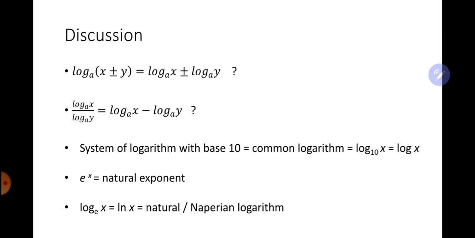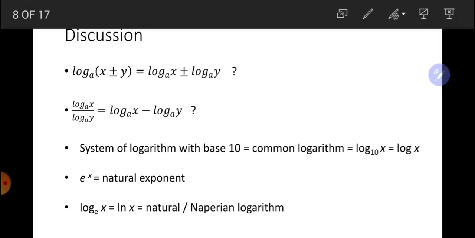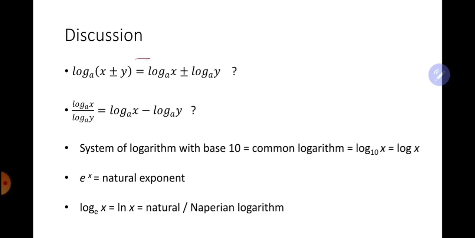Alright, now I want to ask you, do you think log x plus or minus y base a would be equal to log x base a plus log y base a? Alright, the answer is not equal. So this is not equal. Similarly, if you have this one, log x base a times log y base a, this is not equal to log x base a minus log y base a.